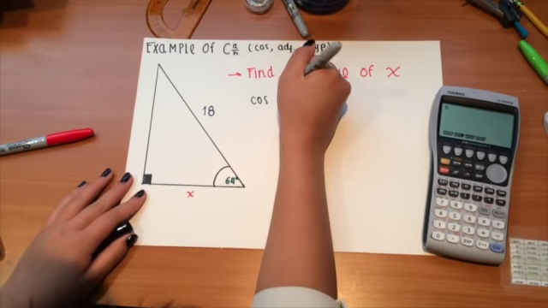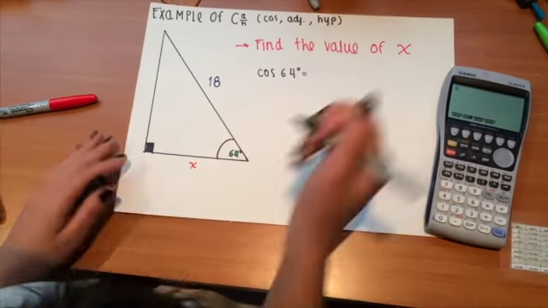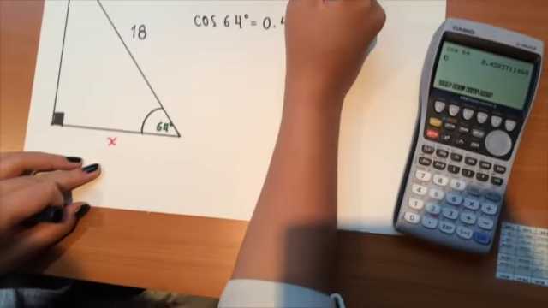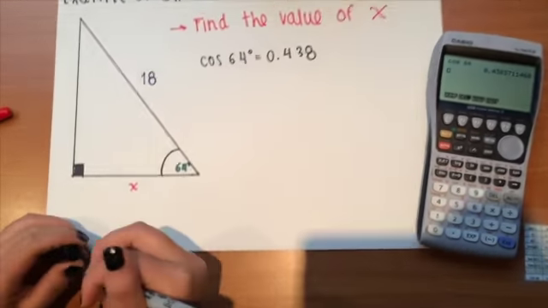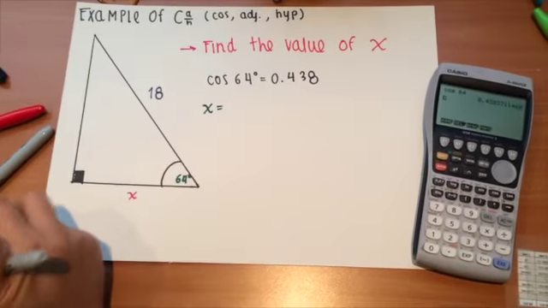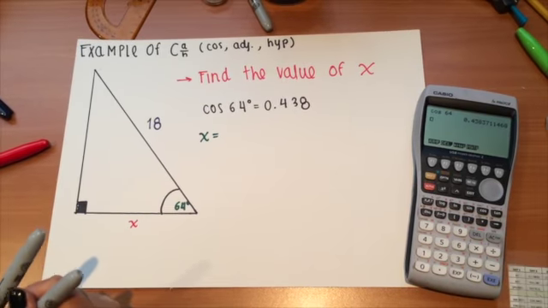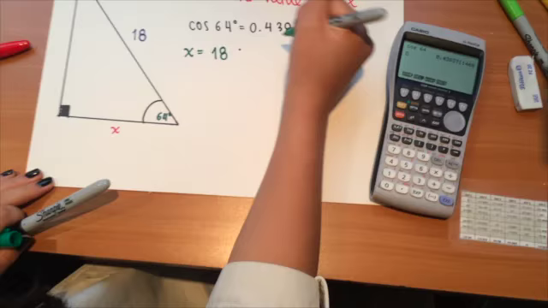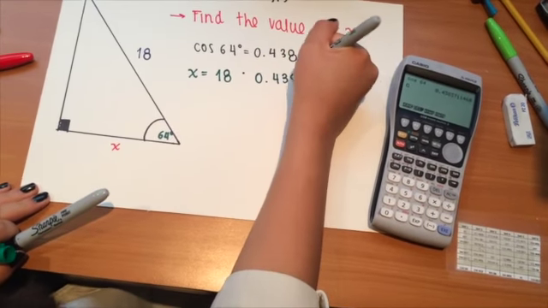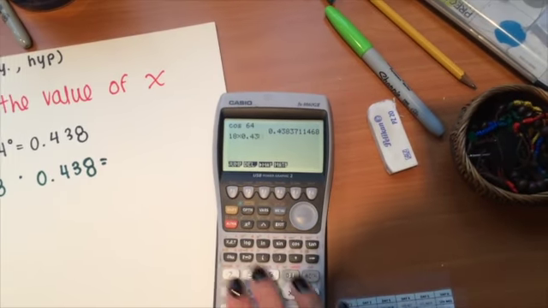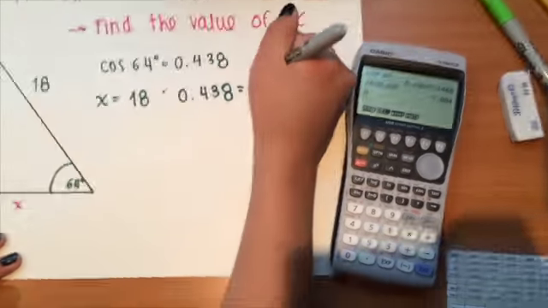For an example of cos, which involves adjacent over hypotenuse, we're going to find the value of x in this triangle. So we first solve cos 64, which is 0.438. With this value, we'll multiply it by 18, which is the hypotenuse of the triangle. So it would be 18 times 0.438 equals 7.884. This is the value of x.